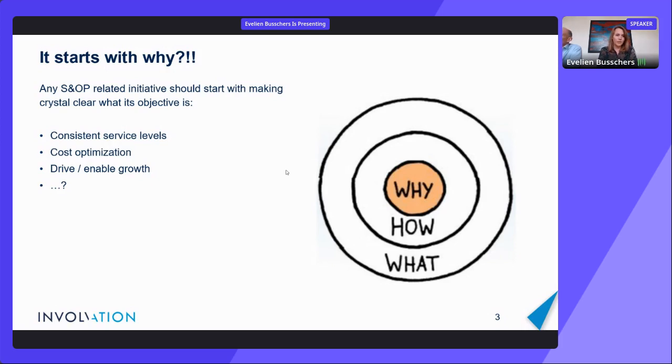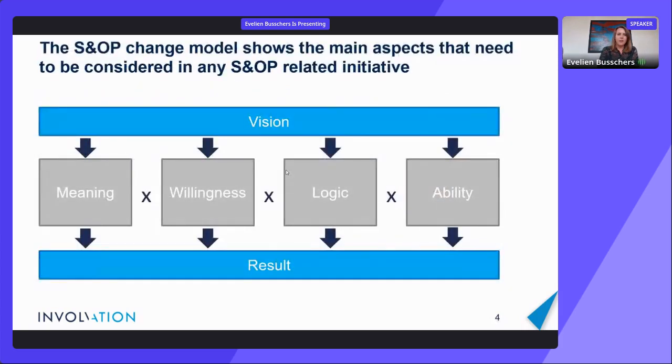And of course, we don't do S&OP just for the sake of S&OP itself. So before we start, we always make sure that the objectives are clearly defined. So what do we want to accomplish through our S&OP process? And we make sure that everyone in the organization is on the same page as well. When that has been done, we continue on to the S&OP change model.